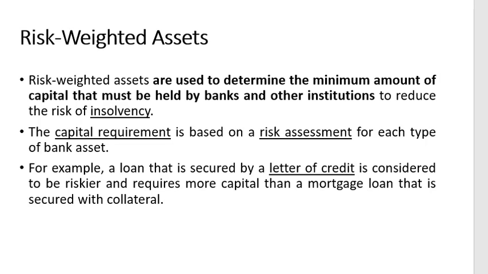For example, a loan that is secured by a letter of credit is considered to be riskier and requires more capital than a mortgage loan that is secured with collateral. So risk-weighted assets are used to determine the minimum amount of capital that must be held by banks and other institutions to reduce the risk of insolvency.